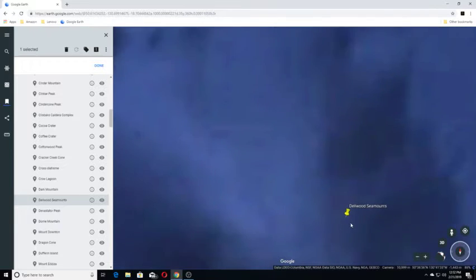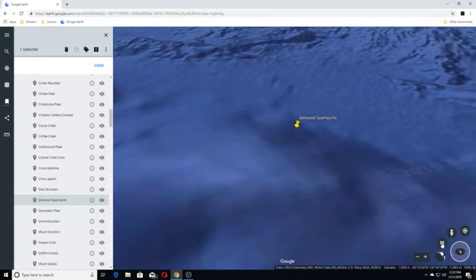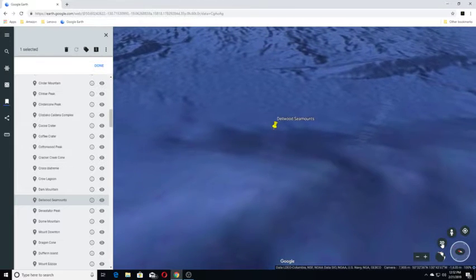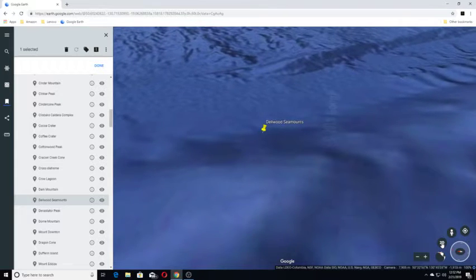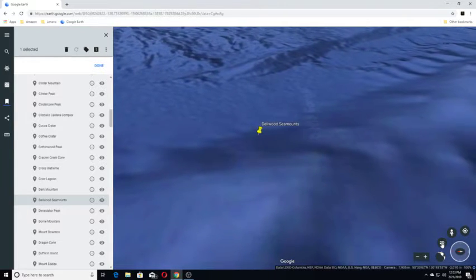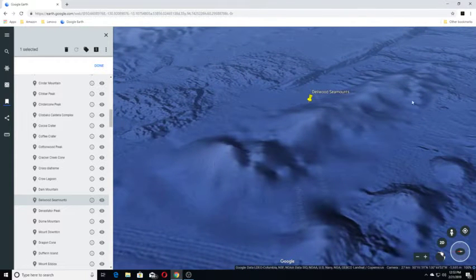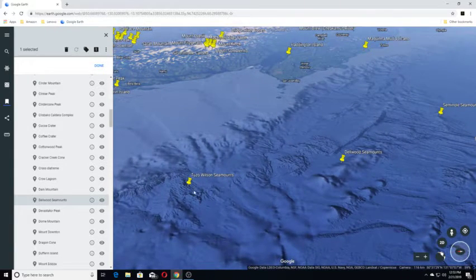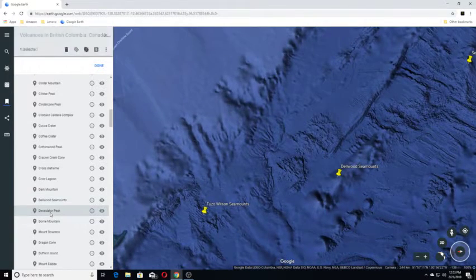Caldera Sea Mount is a seamount range located in the Pacific Ocean northwest of Vancouver Island, British Columbia, Canada. They are also known as the Caldera Sea Mount Range or the Caldera Sea Mount Chain. So we can see it here. And it goes from down here to over here and here. Moving on to our next one, Devastator Peak.